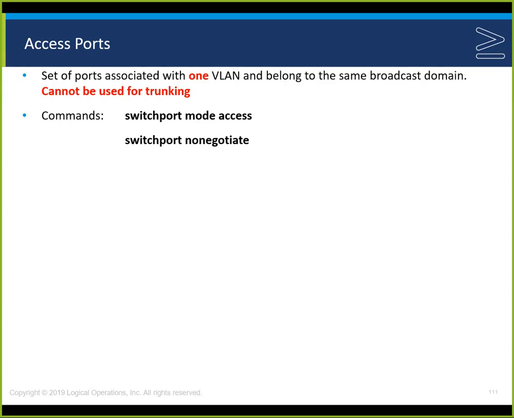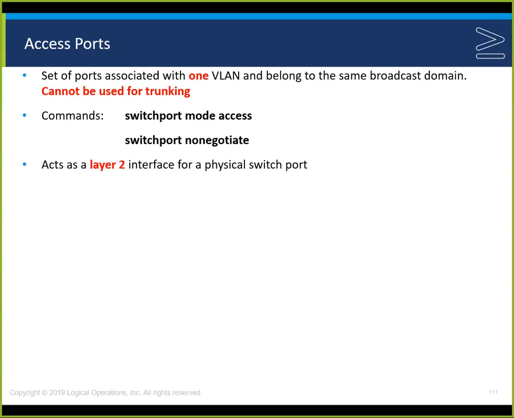The ports by default are negotiated ports. And negotiated means it's trying to negotiate to be a trunk. We'll talk about that when we get to trunking, but that's where the nonegotiate comes from, which says, hey, don't do any negotiation. You just be a trunk, don't worry about it. Or be an access port, don't worry about it.